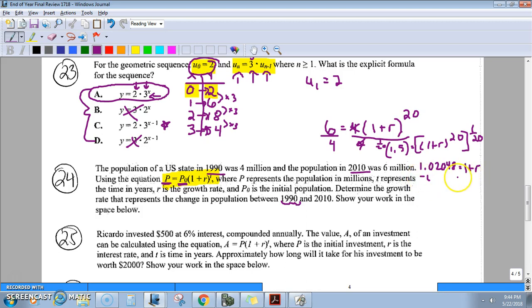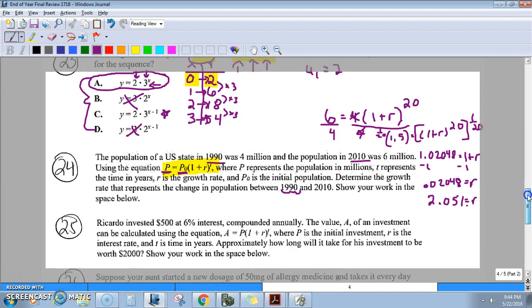And I hope you realize when I subtract 1, we're just going to get this decimal, which is 0.02048 equals r. And that makes a lot of sense, actually, because r is actually a percent, right? So there's the decimal. If this was a percent, I multiply by 100, it would be 2.05 if I round, percent. That is the growth rate that represents the change in population between 1990 and 2010. Okay. And then up here would have been the growth factor. That's the difference between the growth rate and the growth factor.